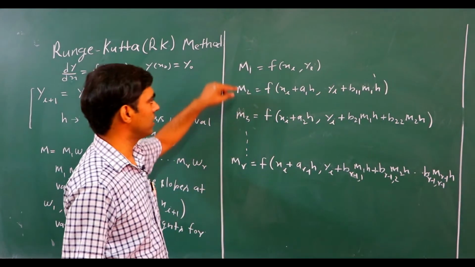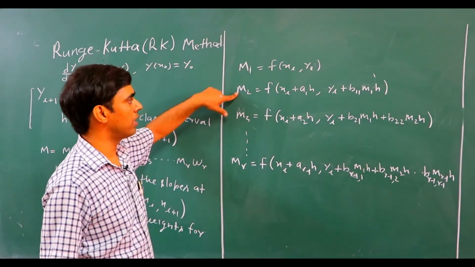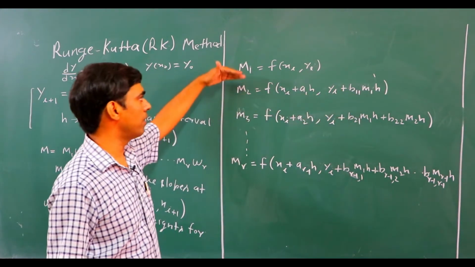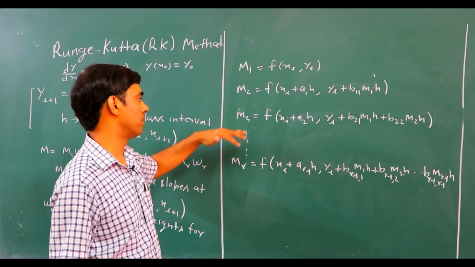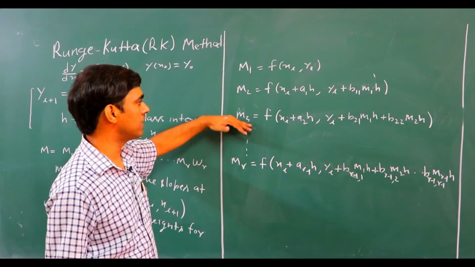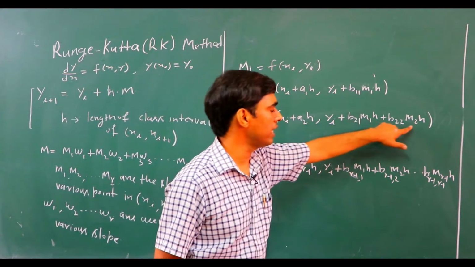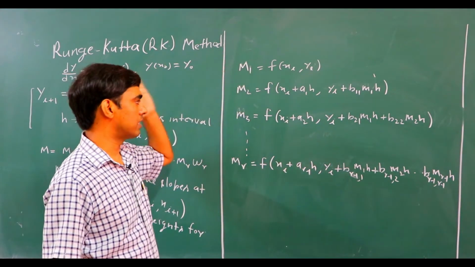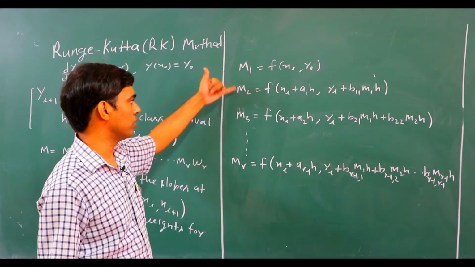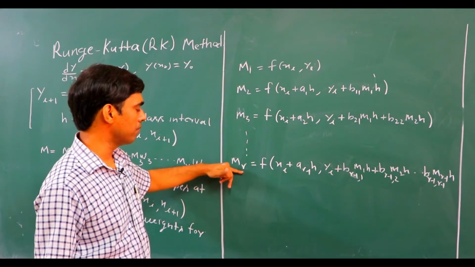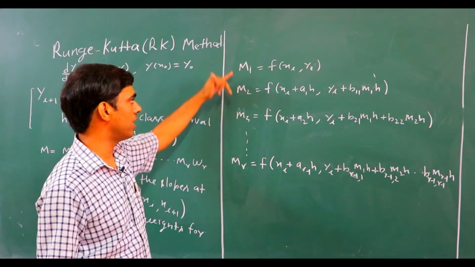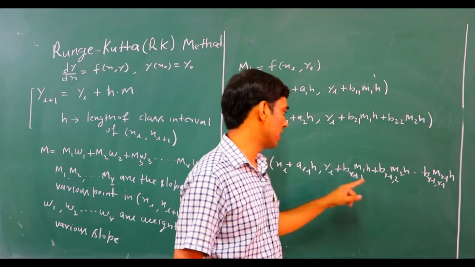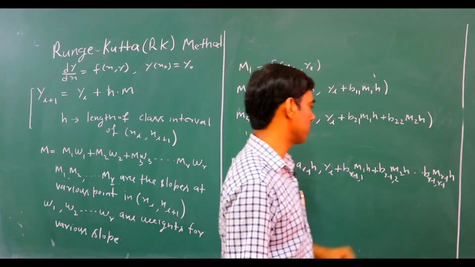If we closely observe, to find the value of m2 we use m1, the slope of the previous step. To find the value of m3, we use the slopes m1 and m2, the previous slopes. To find the value of mr, the rth slope, we use the values of m1, m2, m3 up to m_{r-1}.